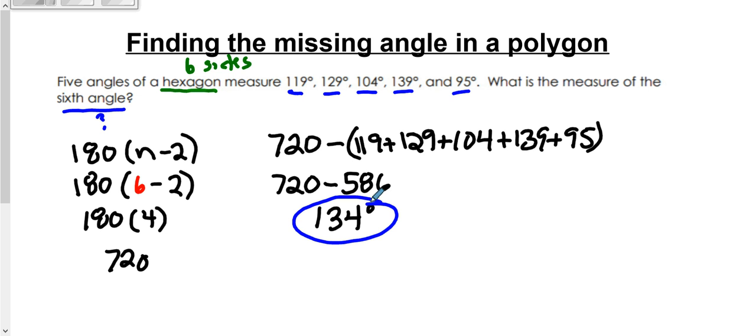To test it, if you do 119 plus 129 plus 104 plus 139 plus 95 plus 134, you should get 720, which is the sum of all the interior angles of this hexagon. All right. So let's look at another type of example.